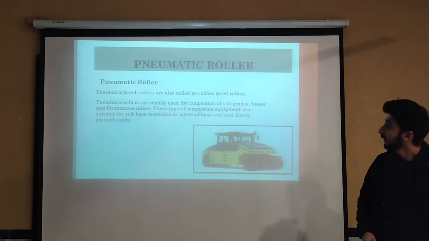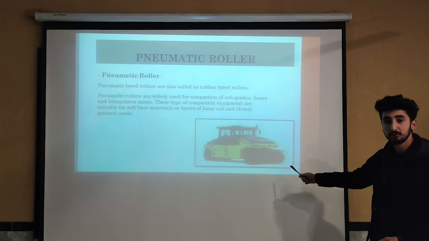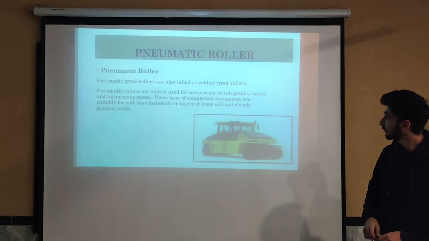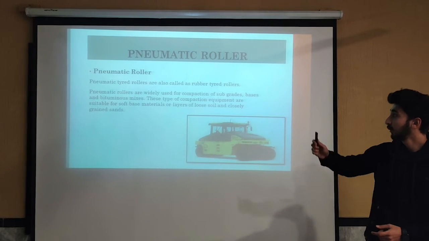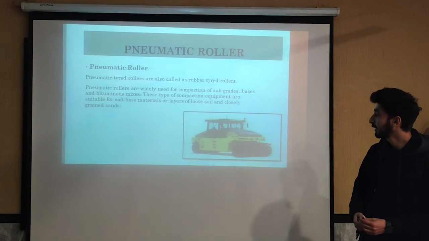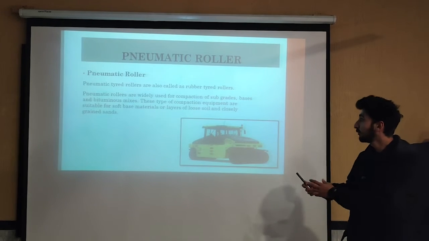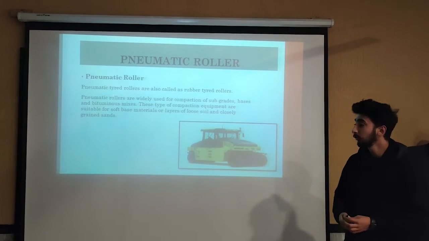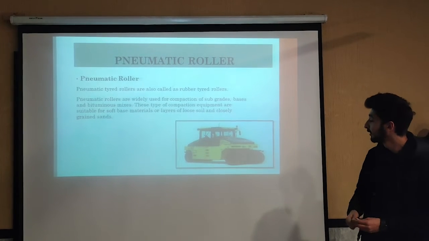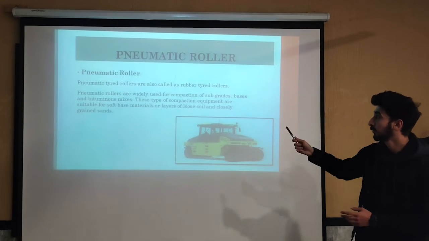Pneumatic roller. Pneumatic tire rollers are also called rubber tire rollers because they have rubber tires at the front or the rear end. Pneumatic rollers are widely used for compaction of subgrades, bases, and bituminous mixes. This type of compaction equipment is suitable for soft base materials, layers of loose soil, and closely grained sands. Basically, these pneumatic rollers are useful for closely grained soils and layers of loose soil. They have rubber tires, so they are known as pneumatic tire rollers.